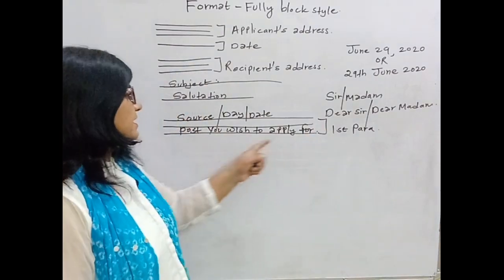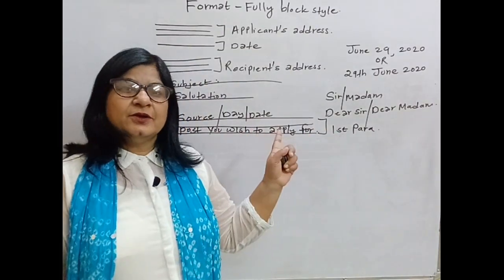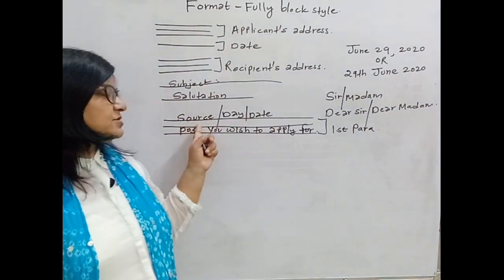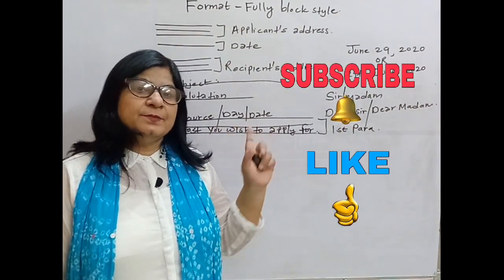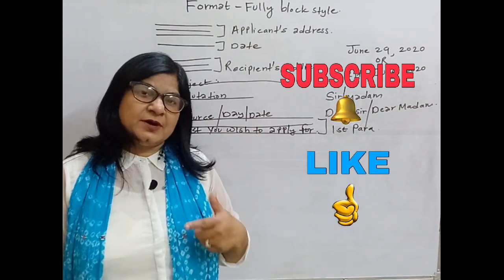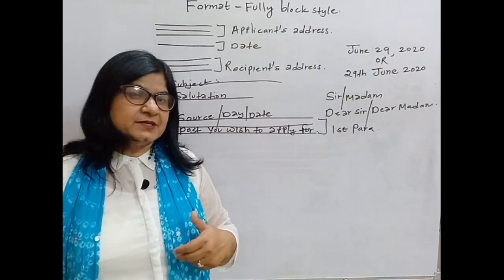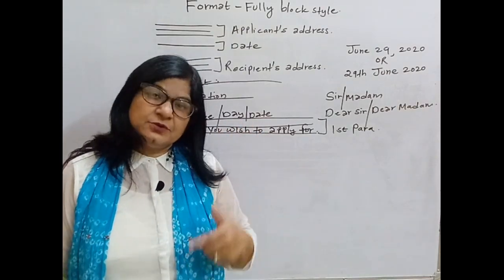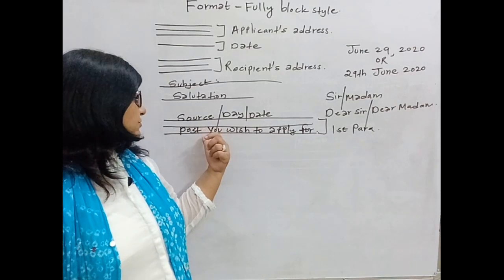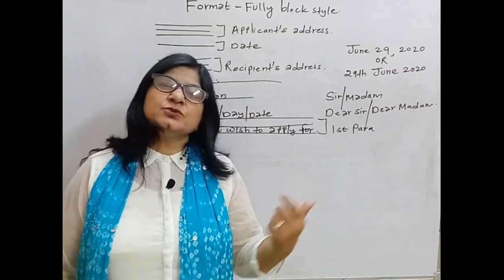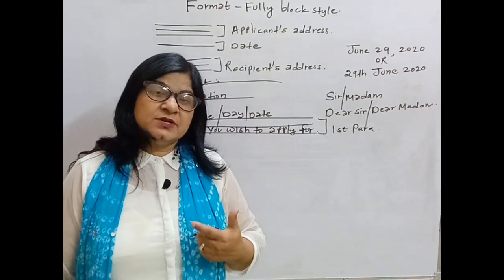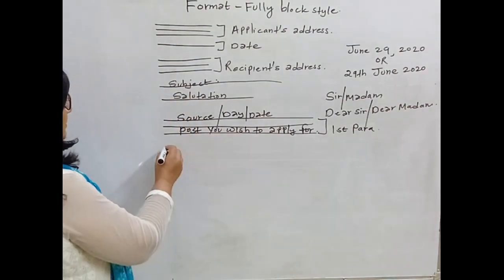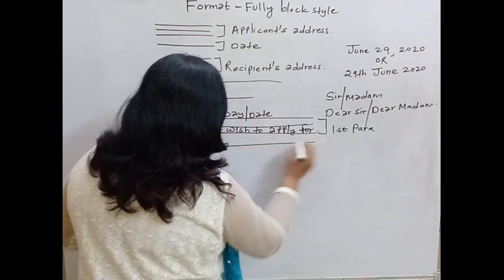So students, in the first para, we will write 3 things. The first one is the source. You have to mention from where you came to know about the job or the vacancy. And you have to mention the day and date when you came to know. And then you have to write the post you wish to apply for. So only 3 things will be included in the first para. Then you will leave a line and you will write the second para.